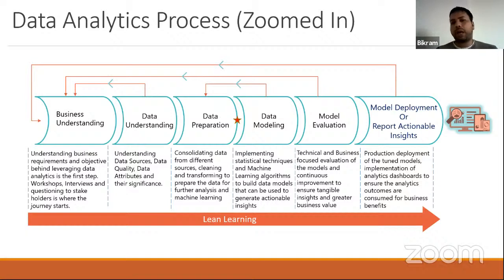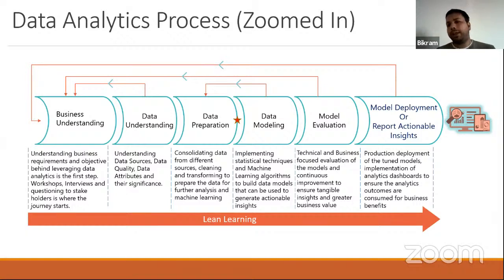After this, there is a star mark, because garbage in, garbage out. It's just to remind you that garbage in and garbage out. Then you do data modeling by taking that data, and then model evaluation. You see whether your model is working as expected or not. And most likely, this is a lean learning methodology. So almost from every step, there is an arrow back to the previous step. So it is pretty agile, pretty iterative in nature.